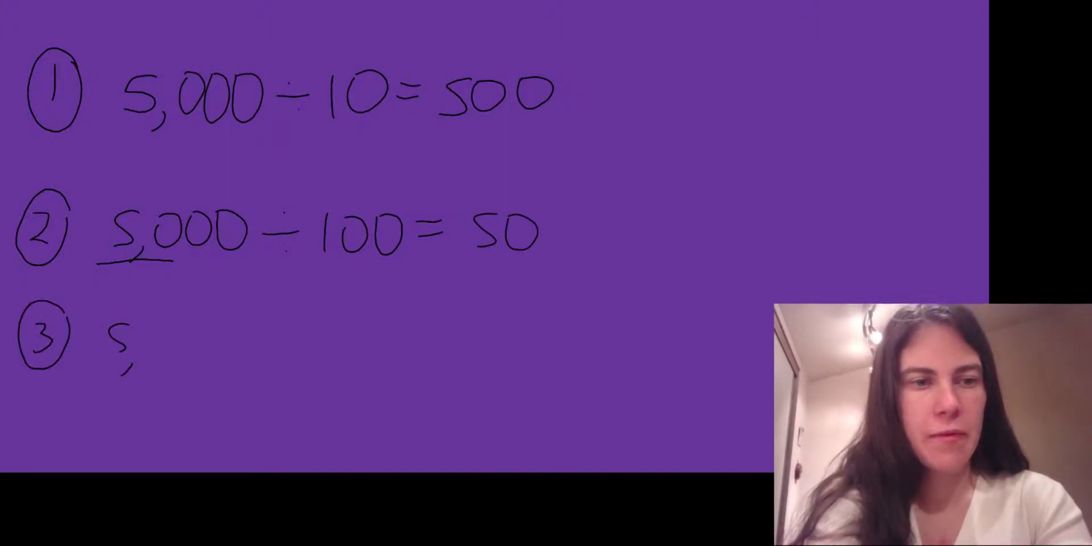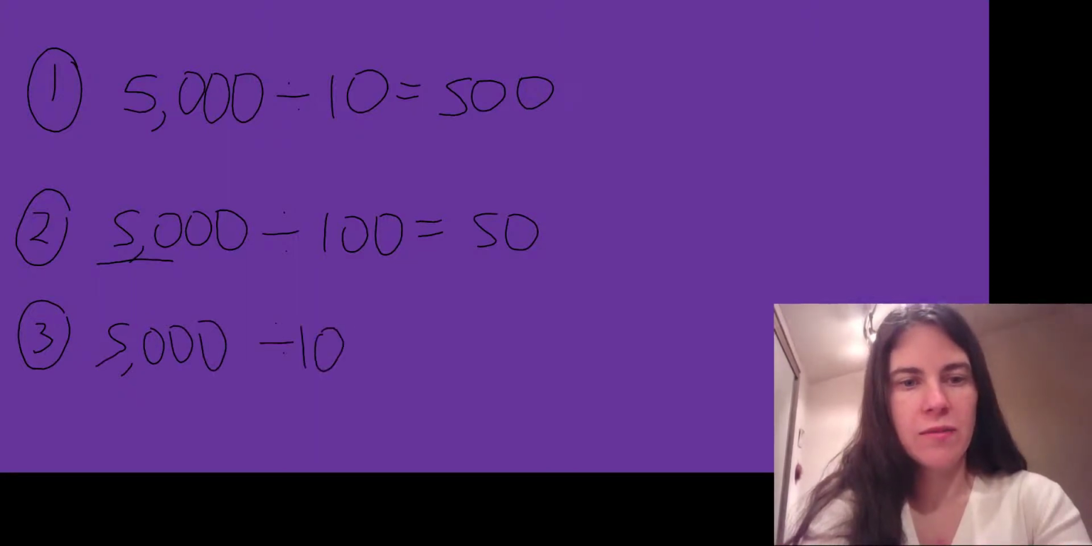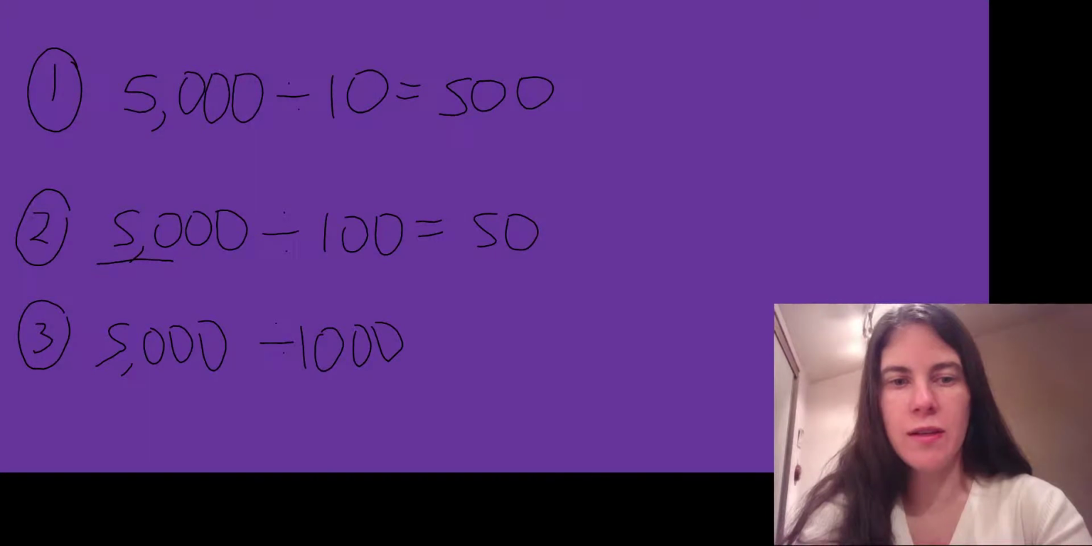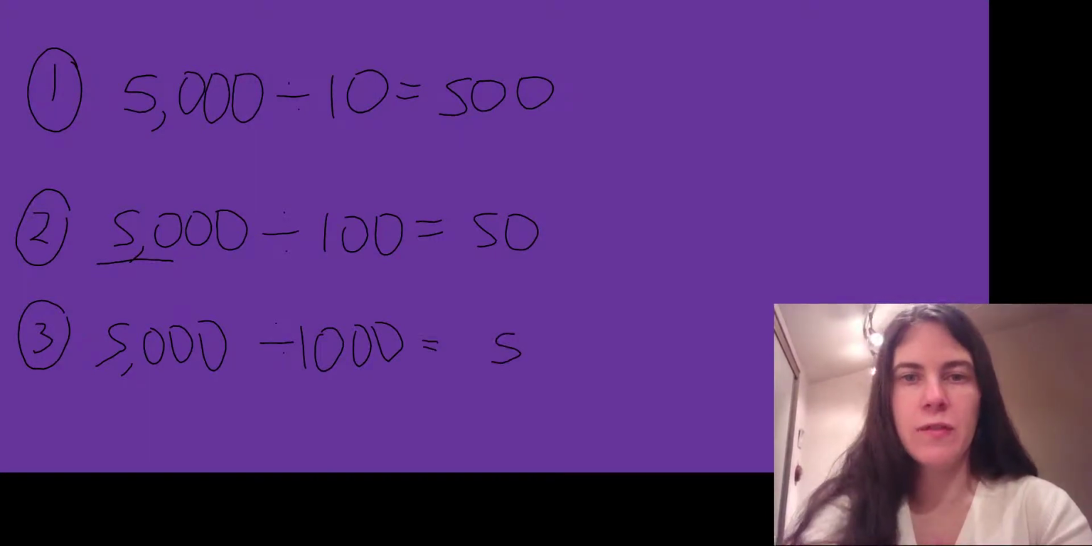Or 5,000 divided by 1,000. How many thousands is that? So, how many thousands are inside of that? 5. So you see a pattern here.